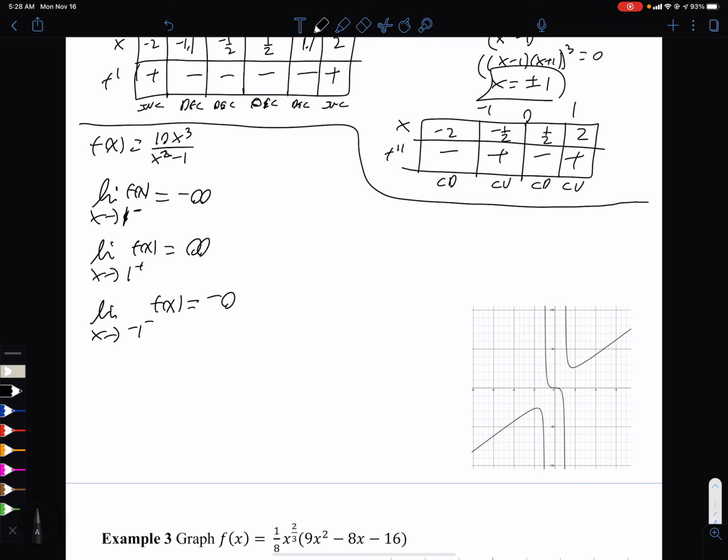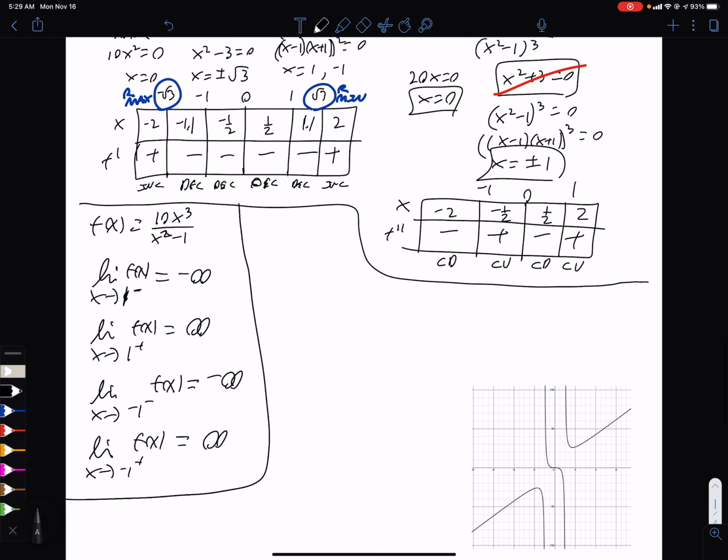You're going to get negative infinity, and you're going to approach -1 from the right. And on that, you're going to get infinity. So that's going to tell you what's happening at the asymptotes of -1 and 1. And we'll take a look at that, but that's more stuff to look at.